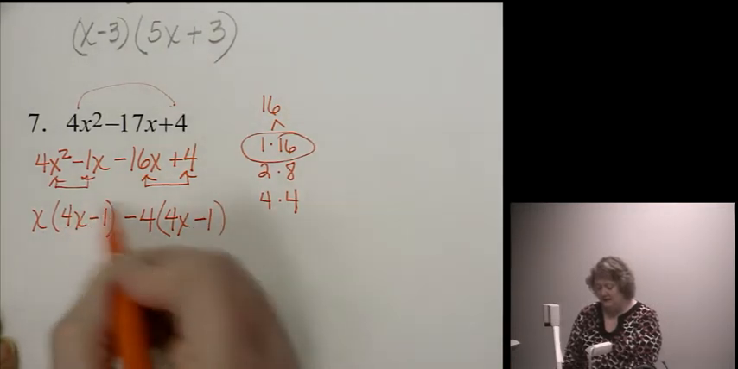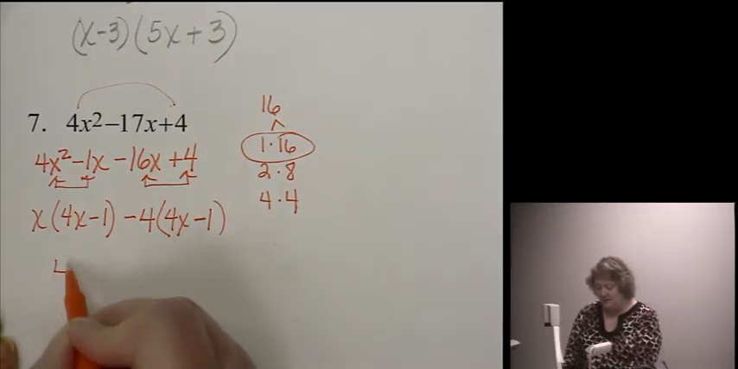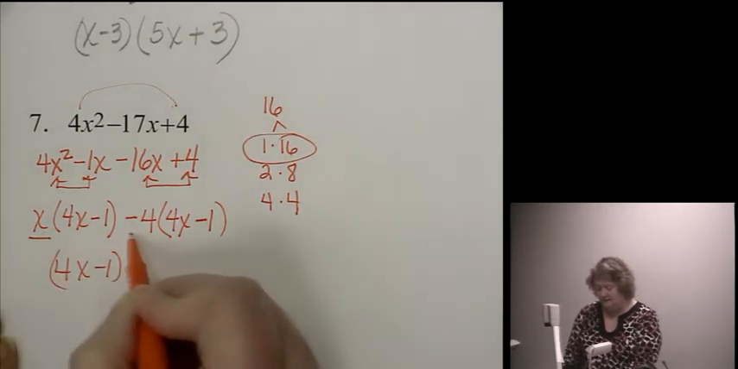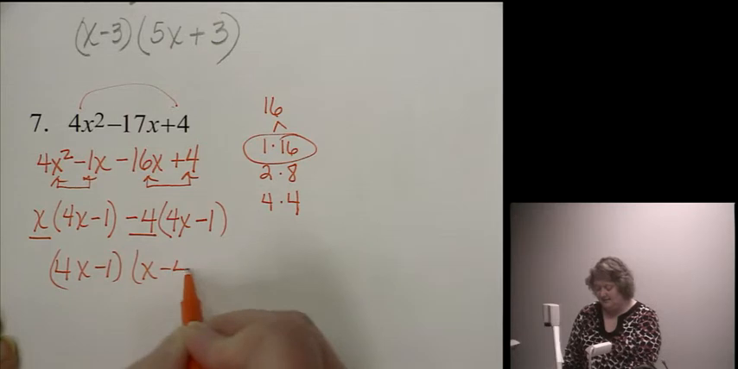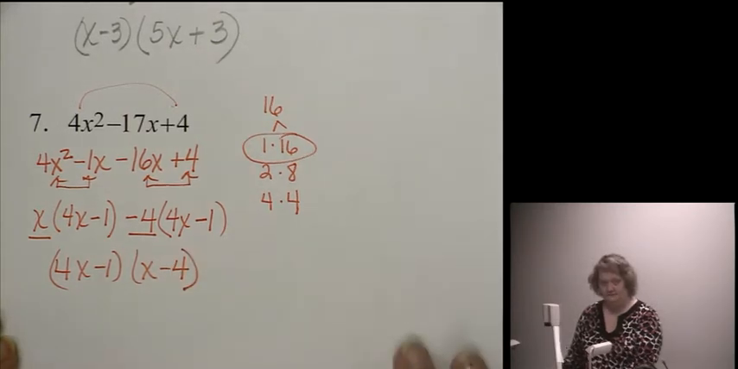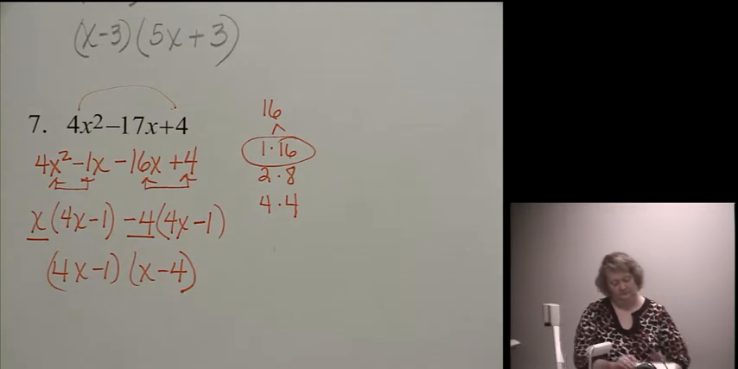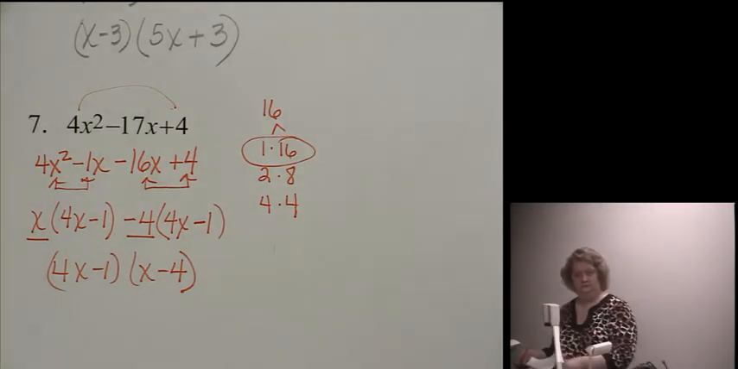Now my terms here and here match up. And I'm left with 4x minus 1, and left in front, x minus 4. Okay, let's look at the next one.